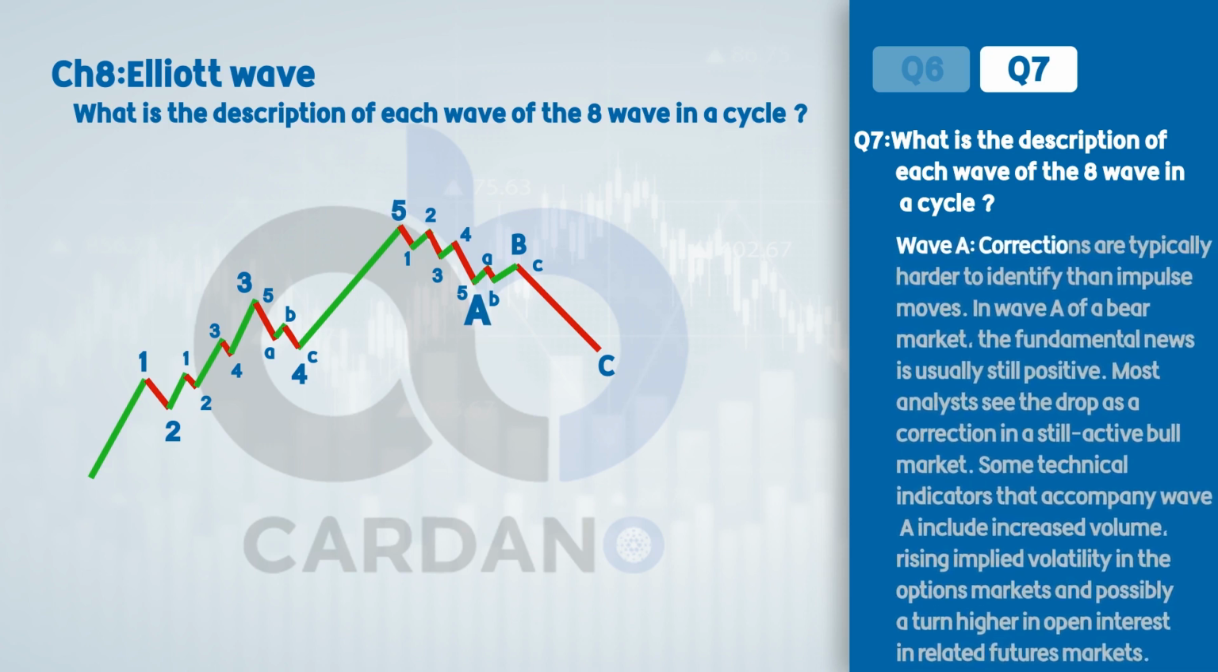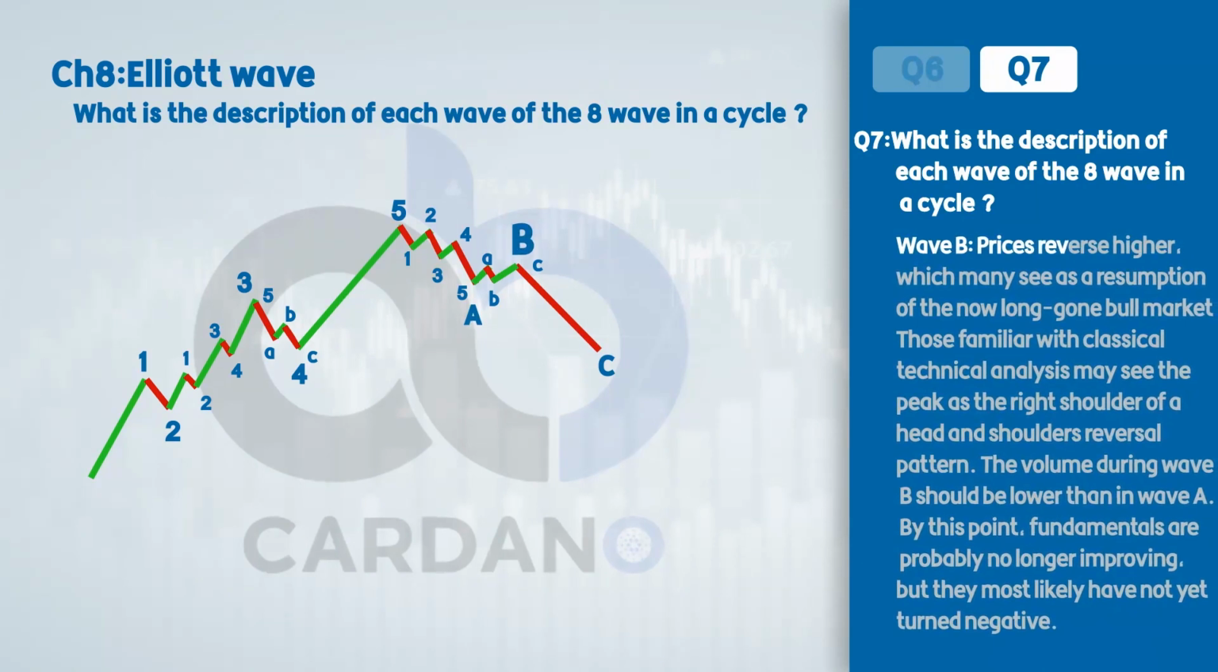Wave 1. Corrections are typically harder to identify than impulse moves. In Wave A of a bear market, the fundamental news is usually still positive. Most analysts see the drop as a correction in a still active bull market. Some technical indicators that accompany Wave A include increased volume, rising implied volatility in the options markets, and possibly a turn higher in open interest in related futures markets.